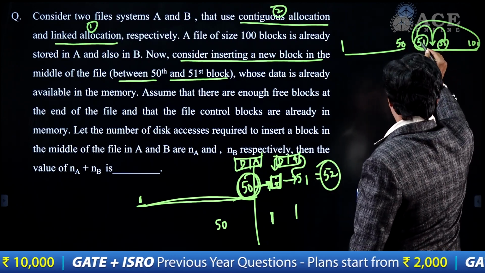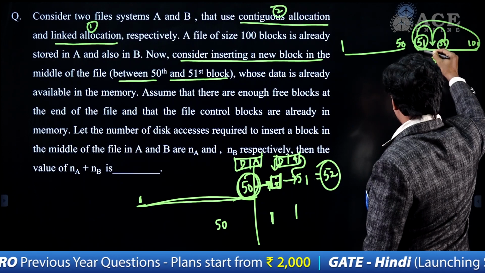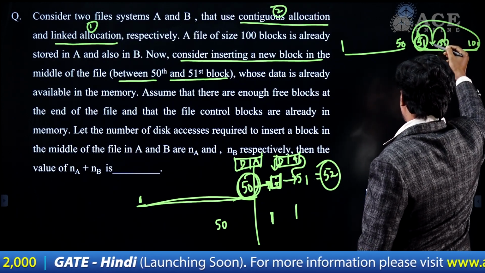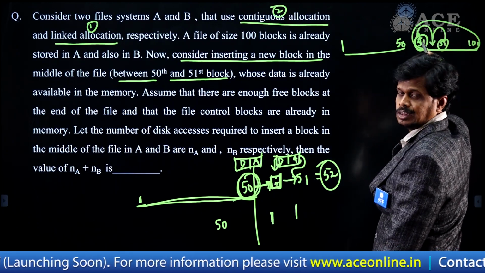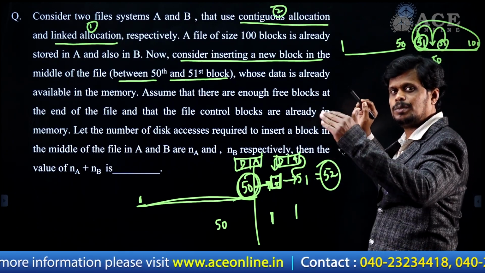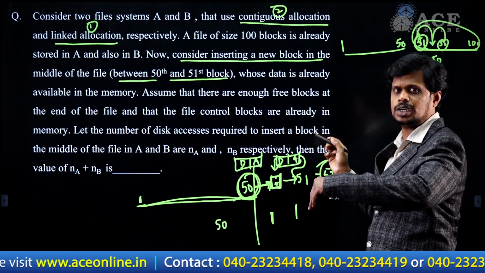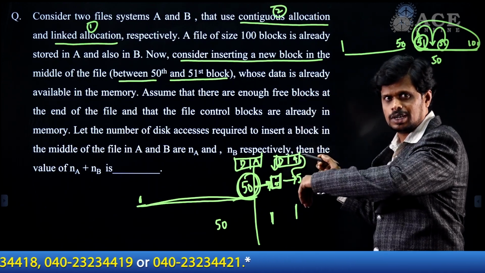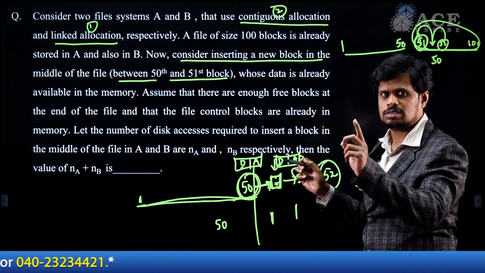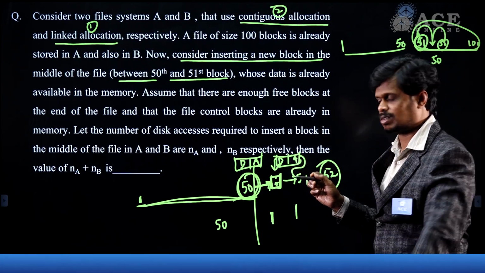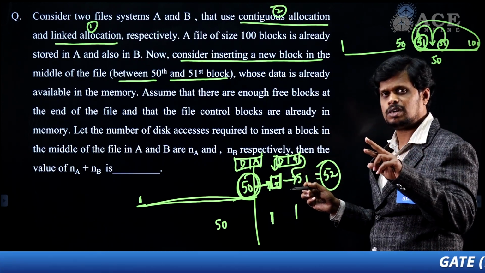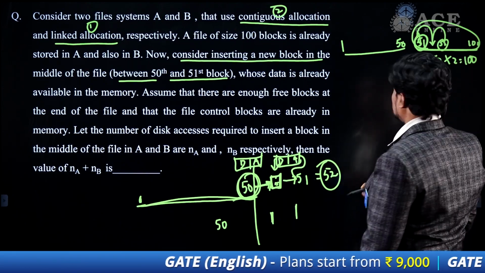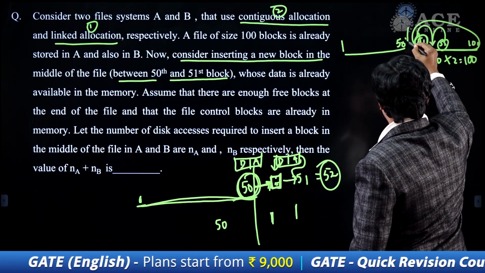It means that we need to access the 51st block and read it. After that, we write the 51st block's data into 52. Then we read the 52nd and write it into 53, and so on. This is the way every block takes two accesses: one for read access and another one for write access. So in total 50 into 2, 100 accesses are required, and then the new block we are inserting.